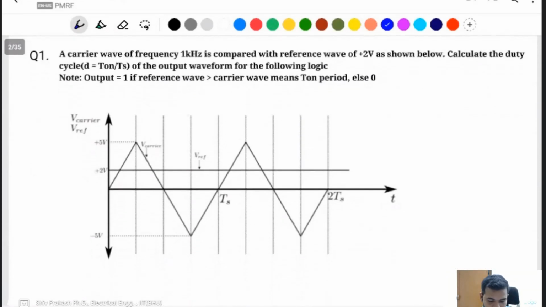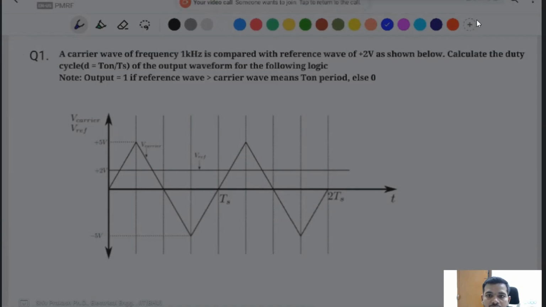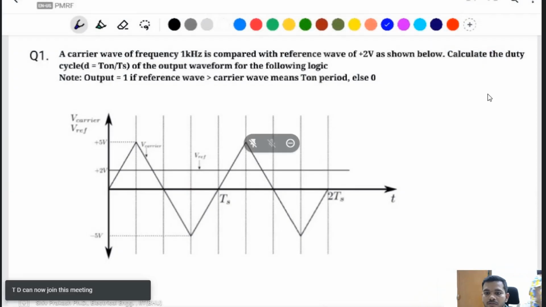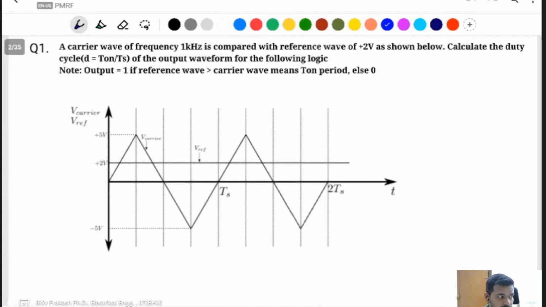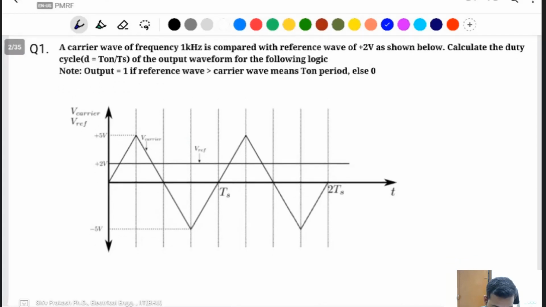I have taken question number first. A carrier wave of frequency 1 kilohertz is compared with a reference waveform of plus 2 volt as shown below. Calculate the duty cycle.